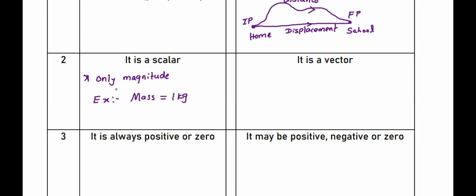So to check whether any given quantity is scalar or vector, you can question yourself: what is the magnitude? If you get a satisfactory answer, then one more question: what is its direction? If you get a satisfactory answer, that may be a vector quantity. If you don't have any satisfactory answer, it is definitely a scalar quantity. While coming to vector, this vector requires both magnitude and direction.